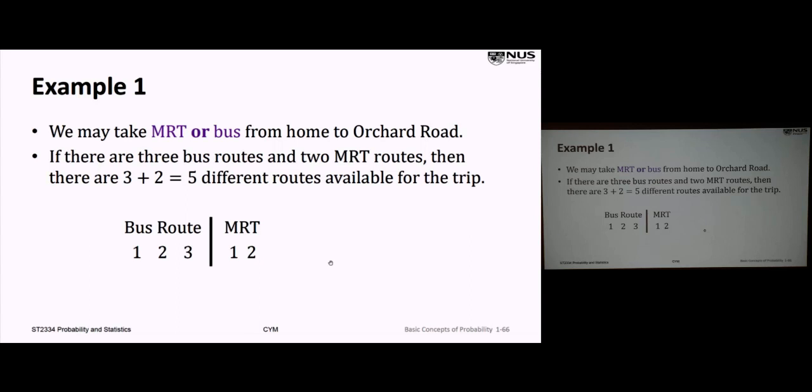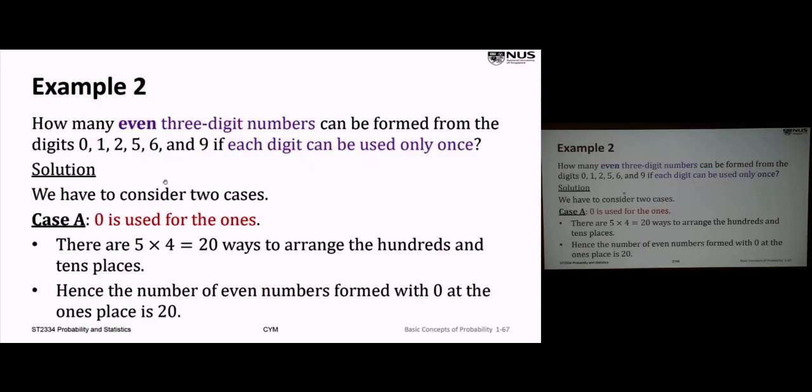So I'm either going to choose the MRT or the bus. I'm not going to choose them both. I'm not going to mix and match or anything like that. So if I stick to this dogma of choosing the MRT or the bus, there are 5 possible routes I can take: if I choose the bus, I've got 3 routes, and if I choose the MRT, I've got 2. So there are 5 different routes I could take, and this is an example where they cannot occur simultaneously. Of course, this is a kind of funny example.